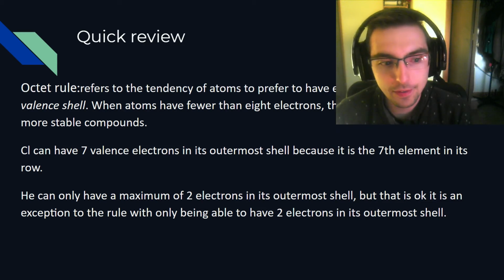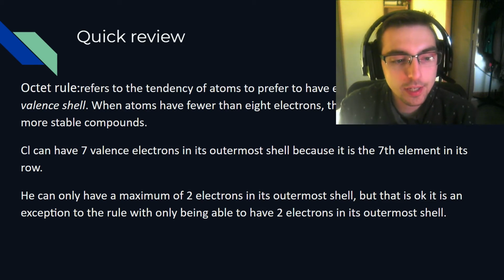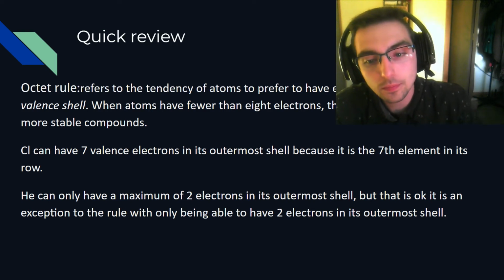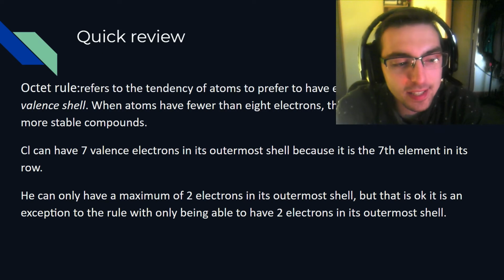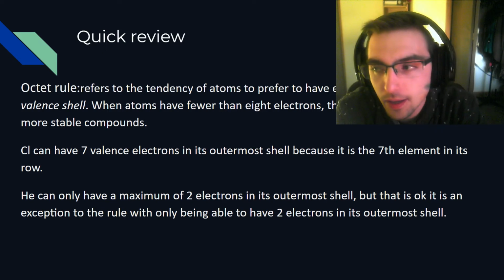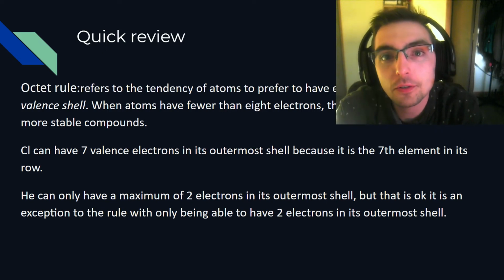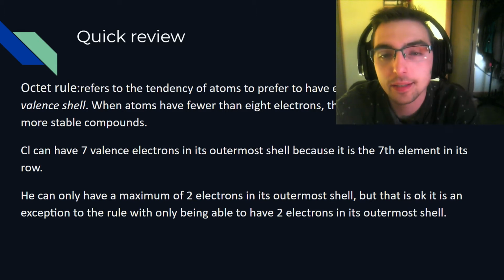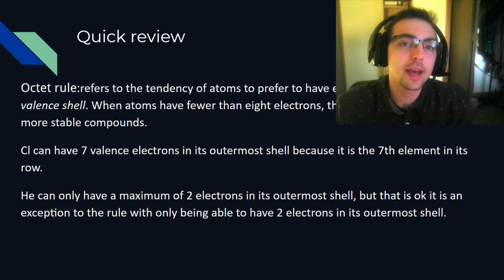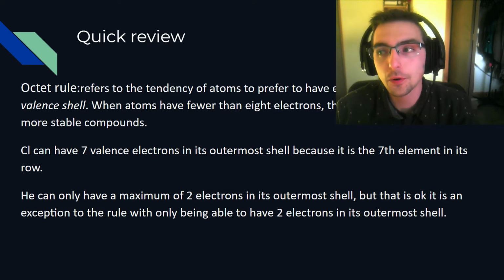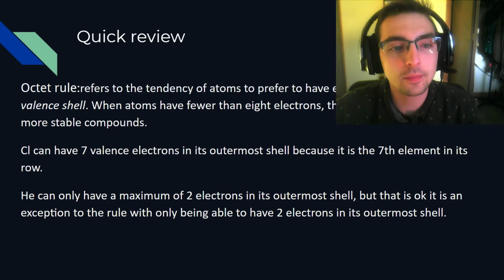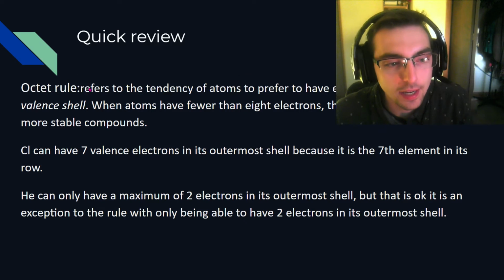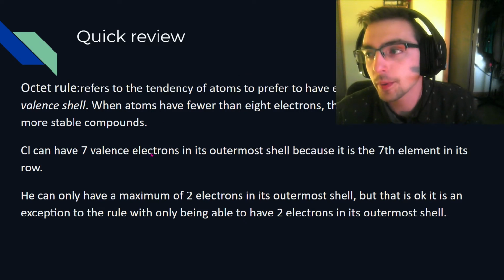The last one we have to talk about today is that He can have a maximum of 2 electrons in its outermost shell. But that's a-okay, because it's an exception to the rule. It can only have 2 electrons in its outermost shell because there are only 2 elements in its row. You have hydrogen, which is number 1, and then helium. So if there are only 2, you can't add more to that shell, so you only have 2 electrons in that outermost shell. This is our little quick review of the octet rule, how to use it, and where we can find those numbers.